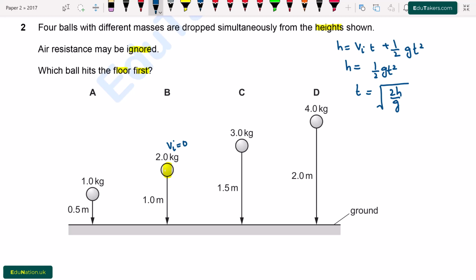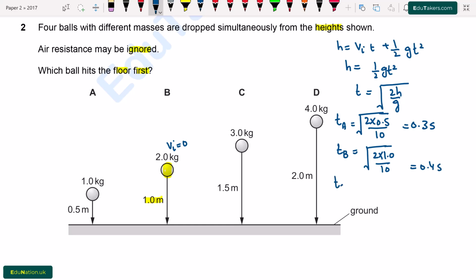First of all, I consider ball A. Time for ball A will be equal to square root of 2 multiplied by height, which is 0.5, divided by 10. This will be equal to 0.3 second. For ball B, height is given, which is 1.0 meter. So I write here square root of 2 multiplied by 1.0 divided by 10. This will be equal to 0.4 second.